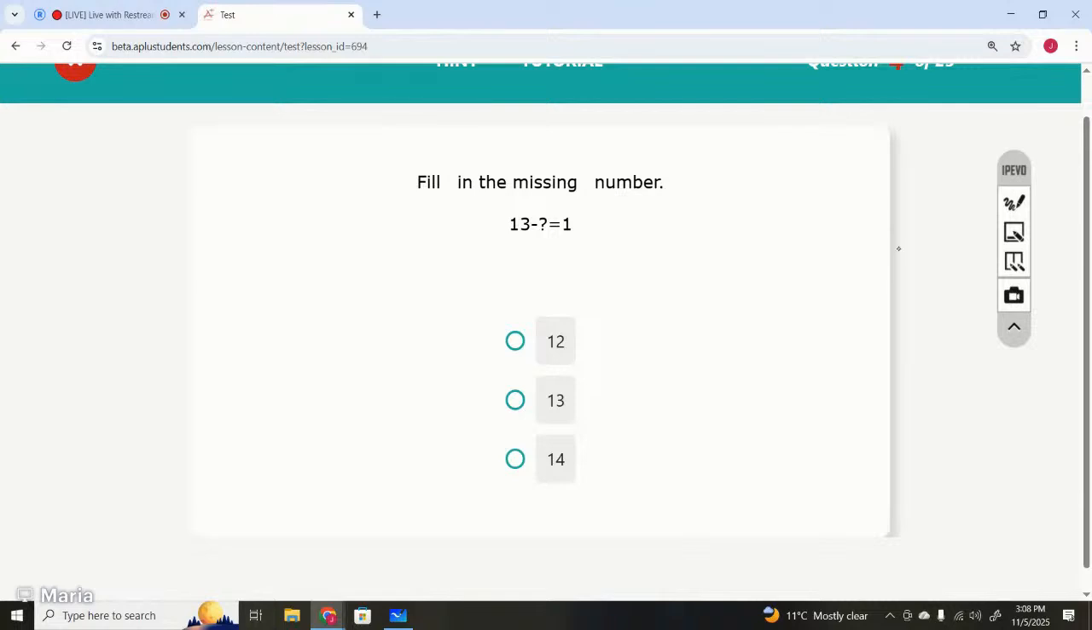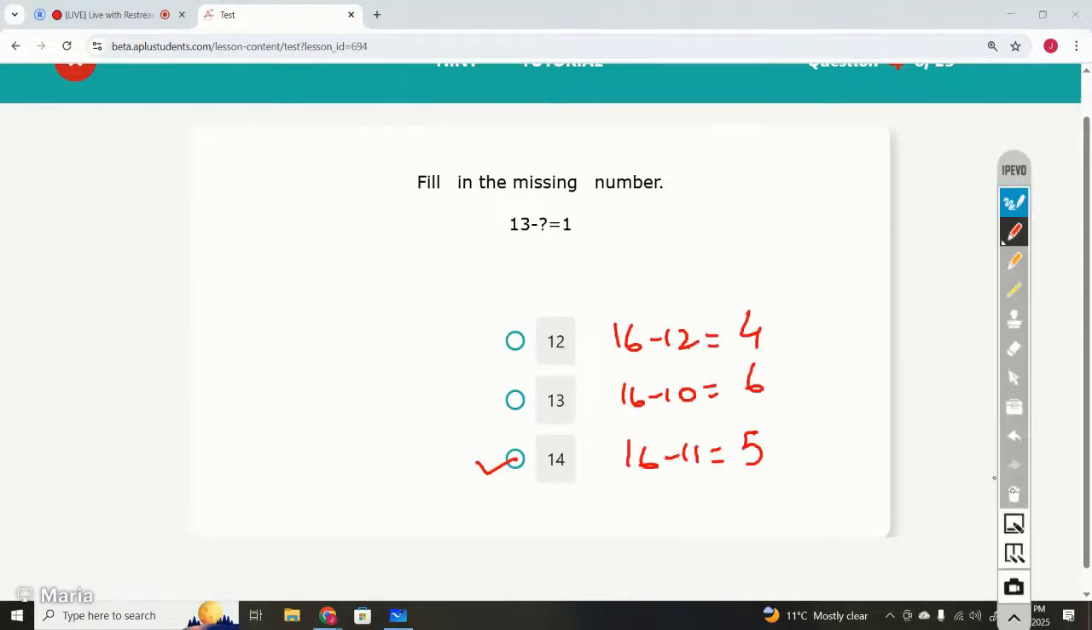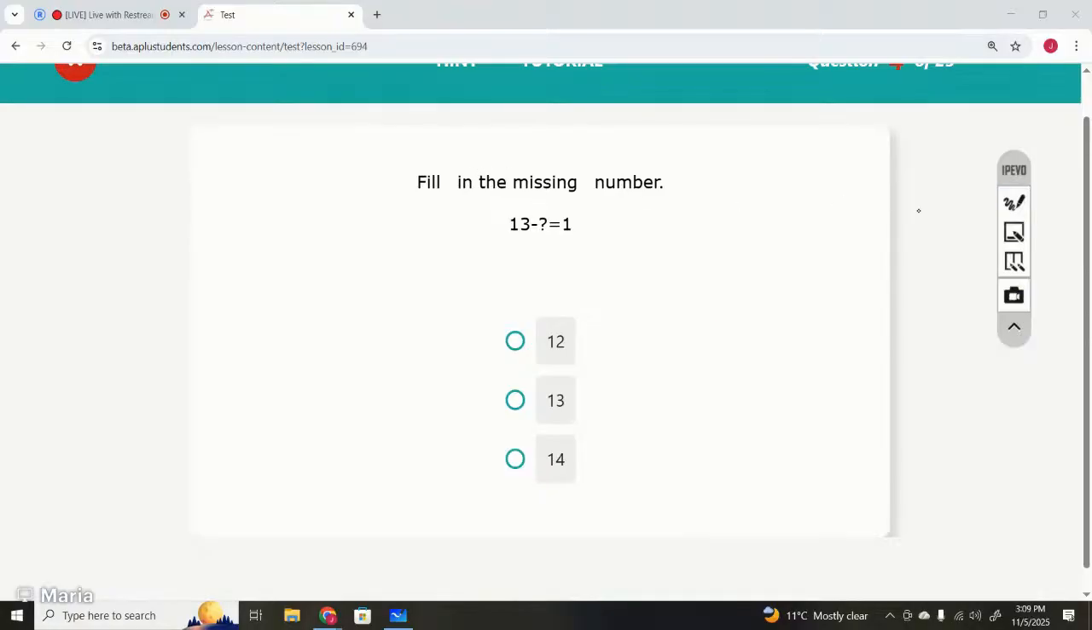Fill in the missing number. 13 minus missing number equals 1. So start with the first option. 13 minus 12 equals 1. Option number 1 is the correct option. 13 take away 12 is 1.